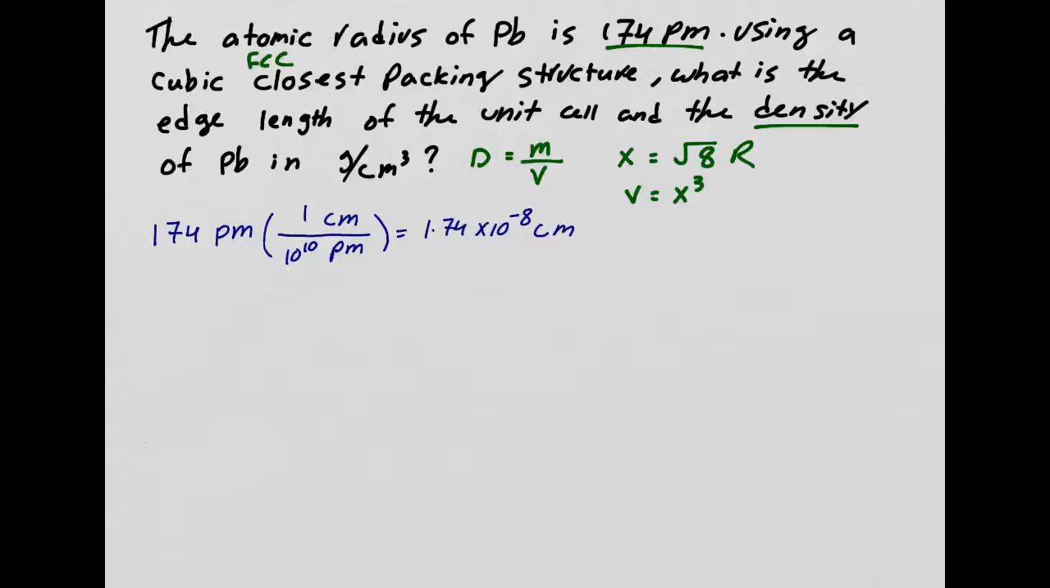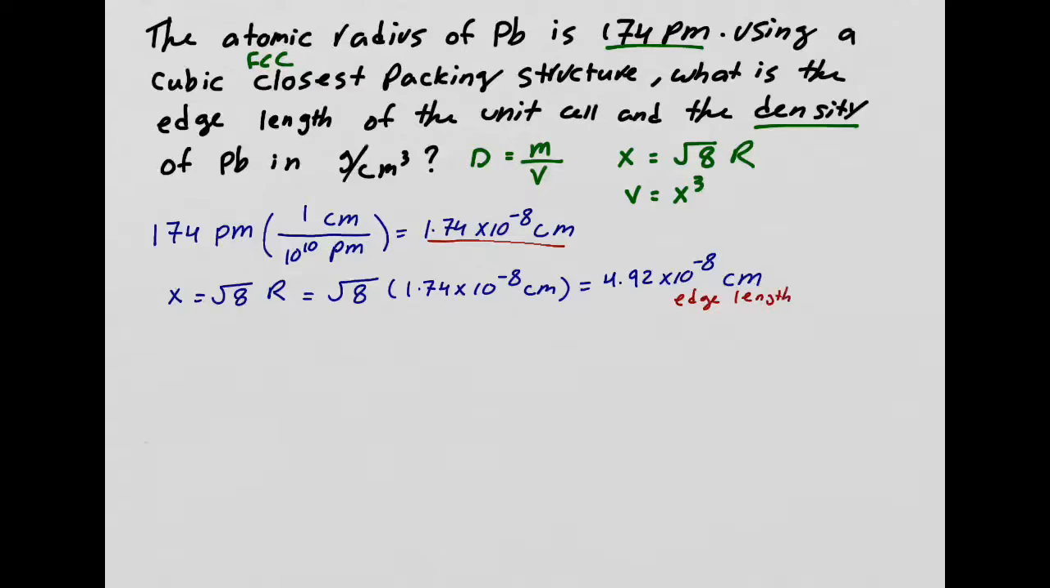Alright, so now I have a centimeter. Now remember that the edge length is square root of 8 times r. Well, the radius is given to me, and I just converted the radius into centimeter, so I can easily calculate this. That would be square root of 8 times 1.74 times 10 to the minus 8 centimeter. Okay, you guys are following me so far? Okay, let's put it in our calculator, see what we get. I get 4.92 times 10 to the minus 8 centimeter. We're good so far? Okay, so that is my edge length, right? That is my edge length.